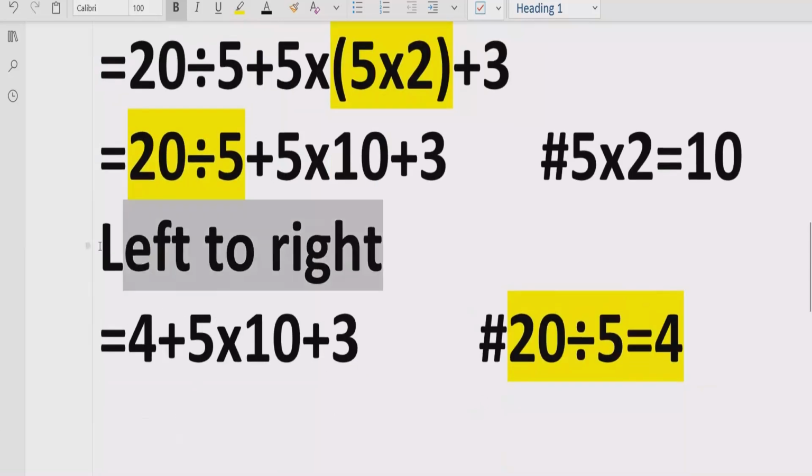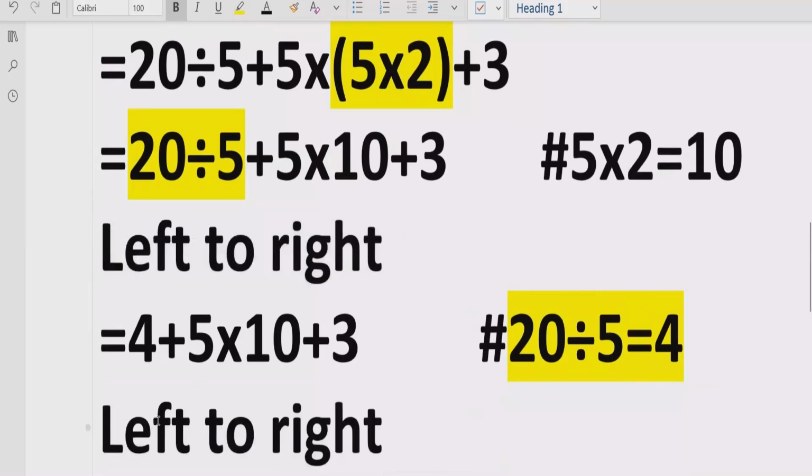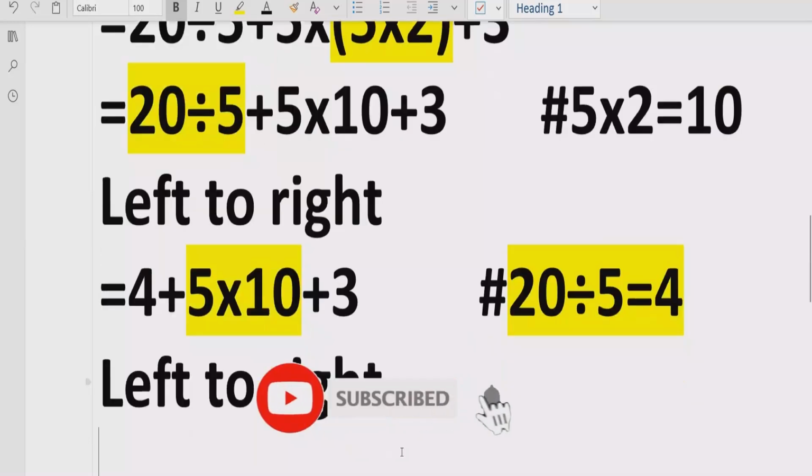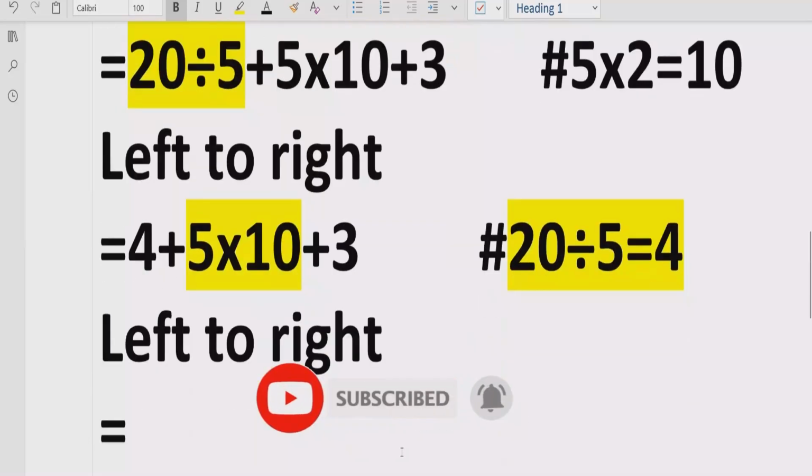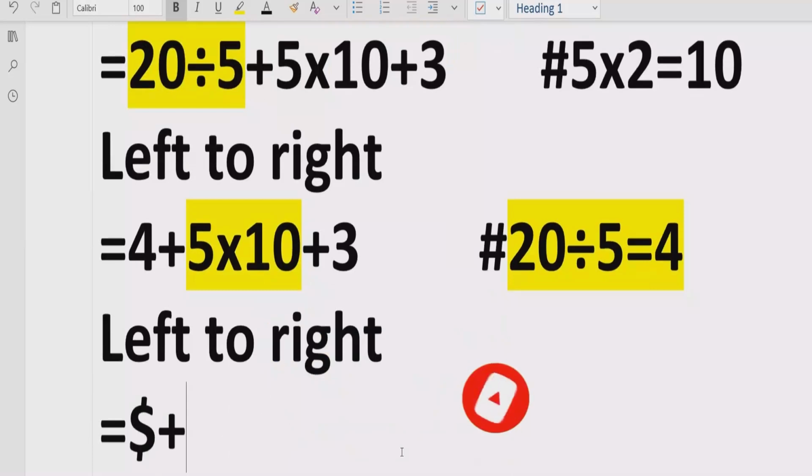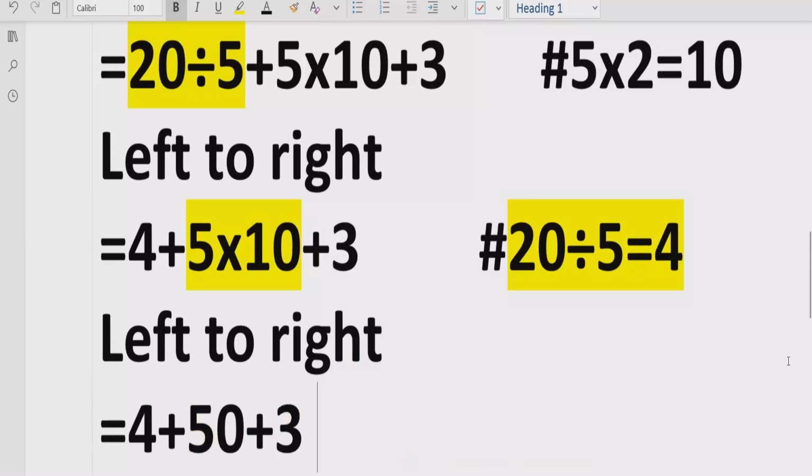Now let's move forward again, left to right in our expression, and find division and multiplication. Now we have another multiplication, so I'm solving this one. 4 plus 5 multiplied by 10 equals 4 plus 50, plus 3. Now I'm giving the reference here: 5 multiplied by 10 equals 50.